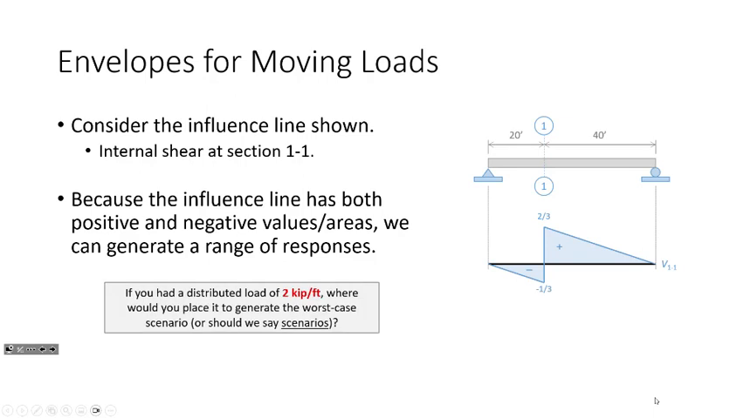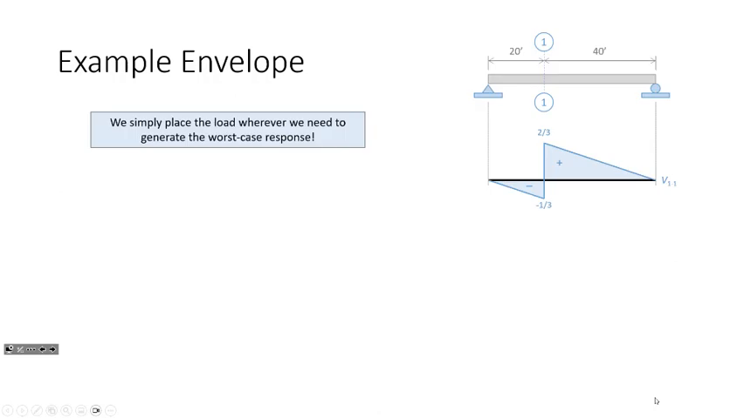So as a result, here's what I propose. If I had a distributed load, let's say it's 2 kips per foot, and I have the freedom to put that load wherever I want, where should I put that load in order to generate the worst case scenario? And really more specifically, what I should say is the worst case scenarios. Let me show you what I'm talking about.